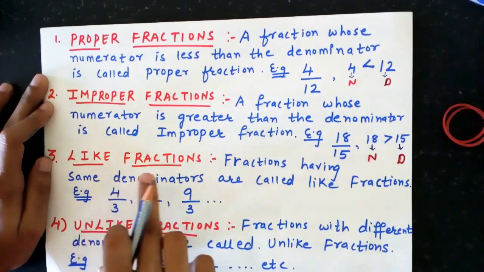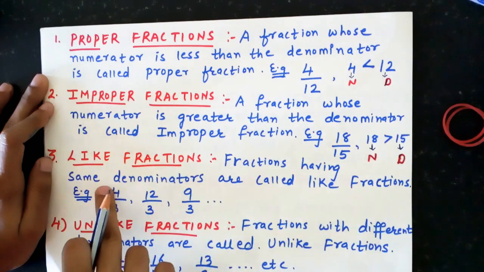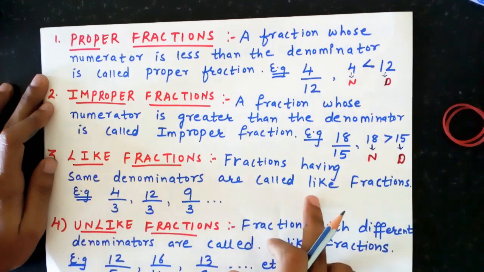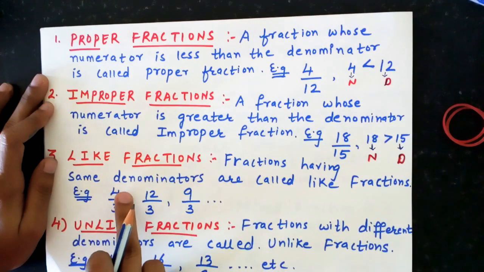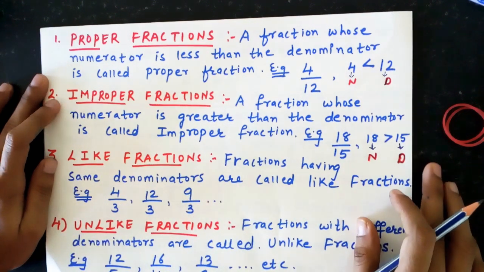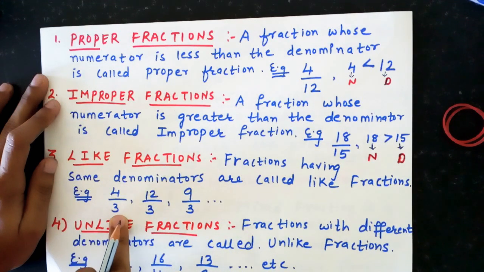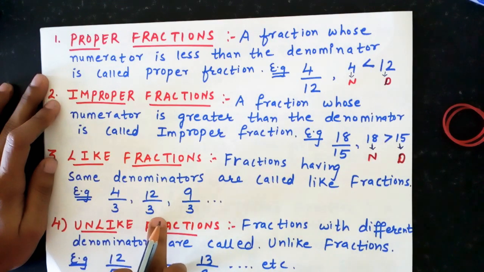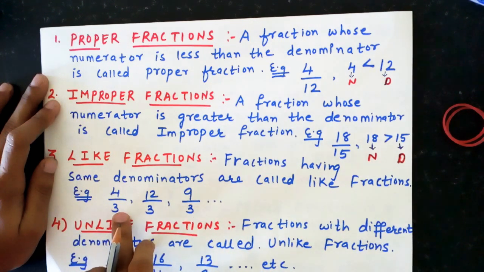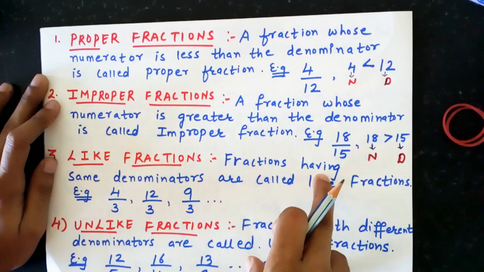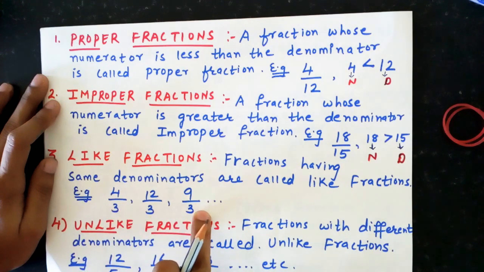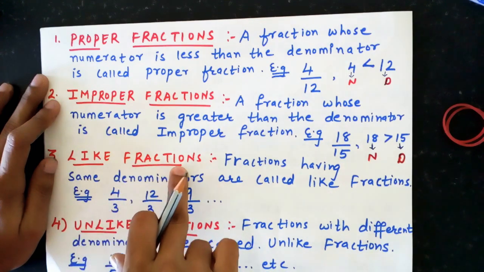Now third one is like fractions. Fractions having the same denominators. The denominators should be the same. Then that type of fractions are called like fractions. Examples are 4 by 3, 12 by 3, 9 by 3 and many more examples you can take of your own. Now 4 by 3, here the denominator is 3. 12 by 3, here also the denominator is 3. 9 by 3, here also the denominator is 3. So the denominators are the same. As you can see, all the denominators are the same. So these are examples of like fractions.